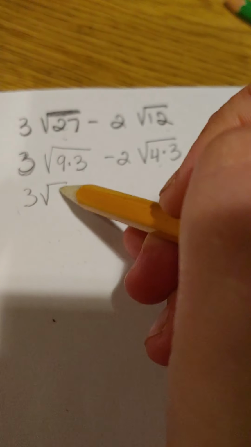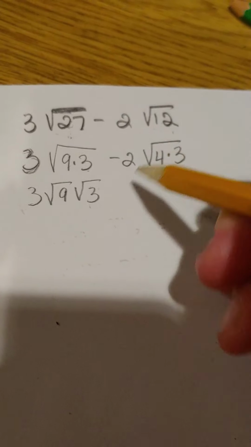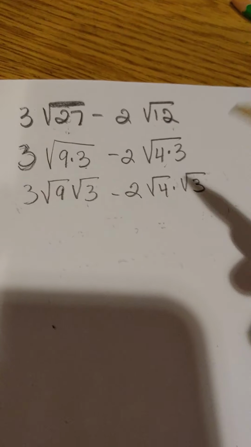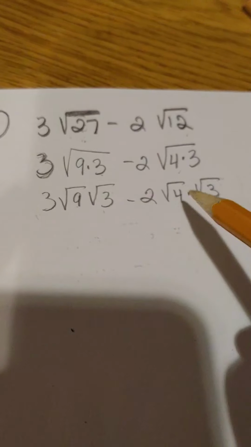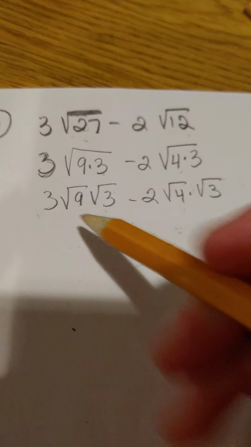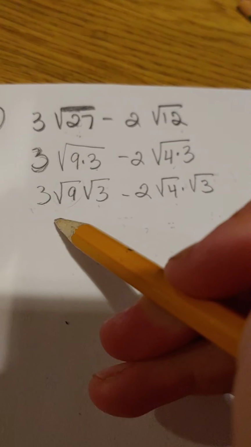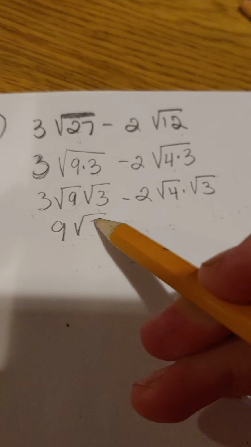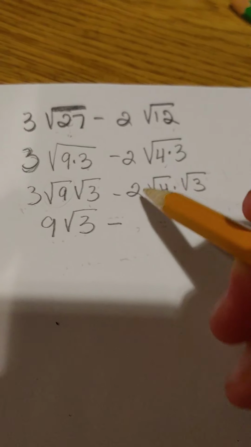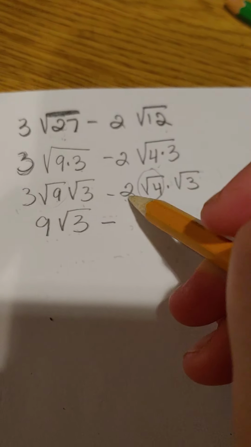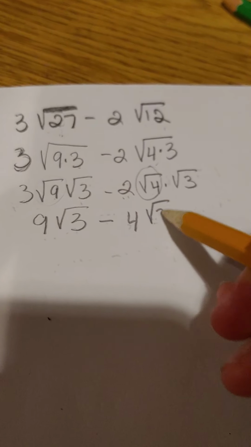Now we're going to put those two numbers under different radical signs, and then we can take the square root of 9 and the square root of 4 and multiply by 3. So 3 times square root of 9 is 3, 3 times 3 is 9, square root of 3, minus 2 times 2, which is 4, square root of 3.